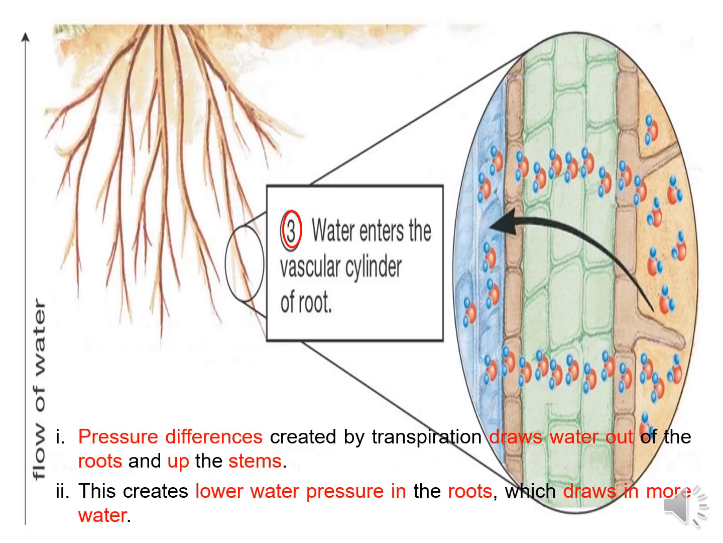We know that the pressure differences created by transpiration in the early part of the process will draw water out of the roots and up the stem. And this creates a lower water pressure in the root, which will draw in more water from the soil environment. Therefore, the effect of pressure differences and the effect of concentration gradient are all helping one another to support the transpirational pull, to support the capillarity reaction, to support the drawing of water, as well as the expelling of water in and out of the plant.